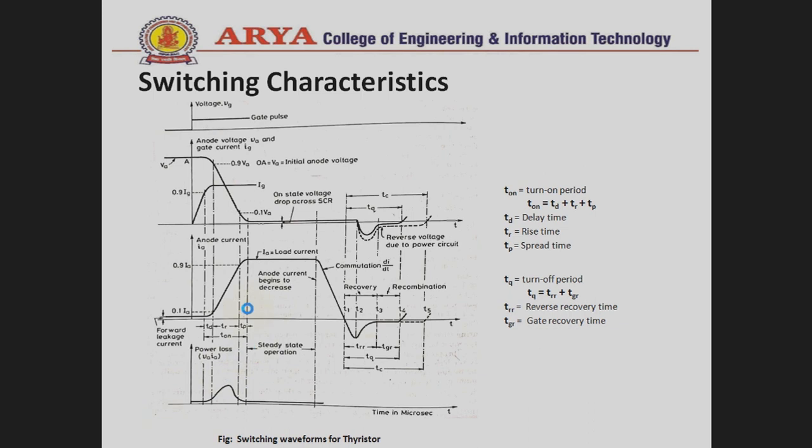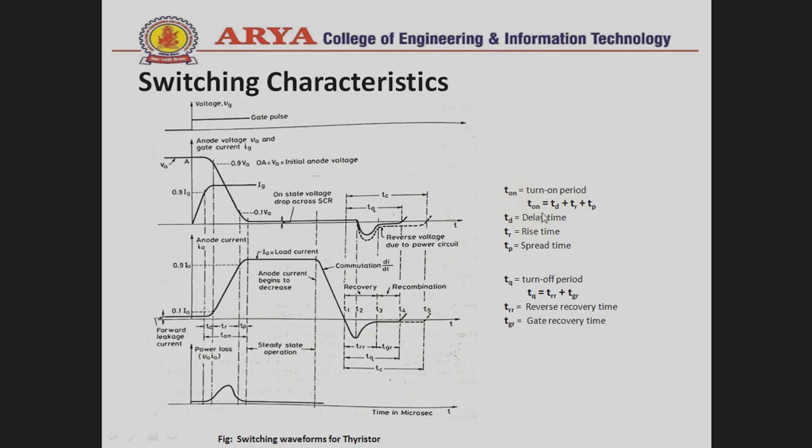Now the switching characteristics of the SCR. As you see in these characteristics, there are two times, that is T on and T off. T on means the time taken for the thyristor to come into the completely on state, and T off is the time taken when the thyristor goes from forward biasing to reverse biasing and completely comes into the off state. That time is known as T off.